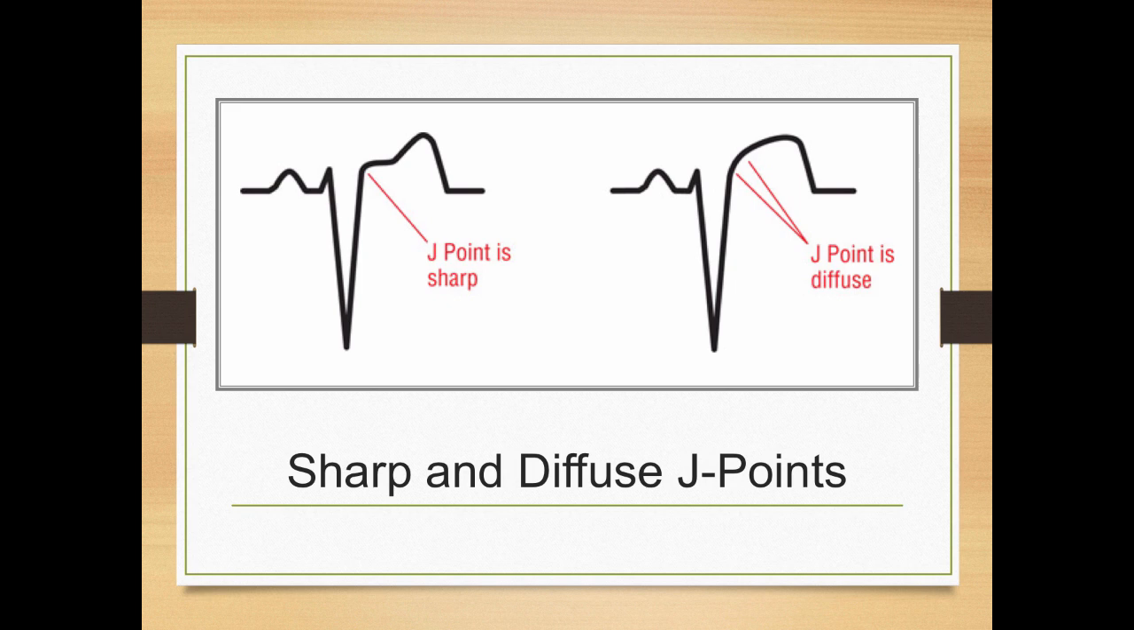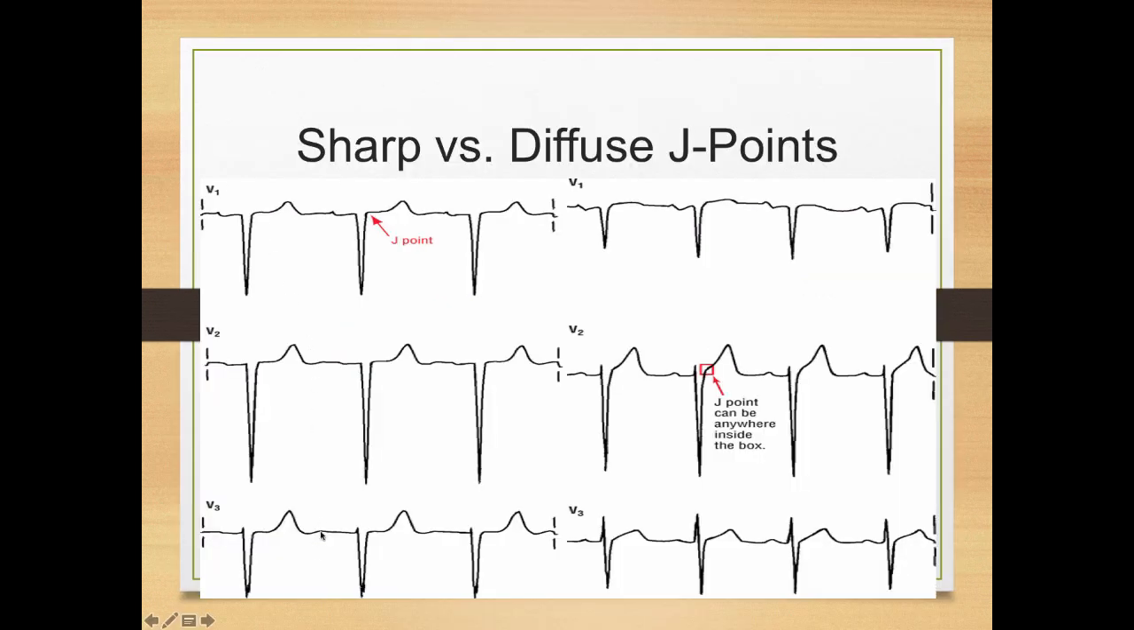A few more examples. We've got V1, V2, V3 here on the left, and V1, V2, V3 here on the right. On the left, pretty sharp J points. Each lead, each complex, is going to have its own J point. Here on the left, they're pretty sharp. Here on the right, they're a little diffuse. We kind of blend into the ST segment, and it's not exactly as sharp as this 12 lead on the left.